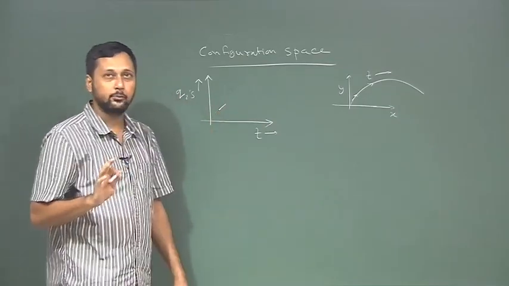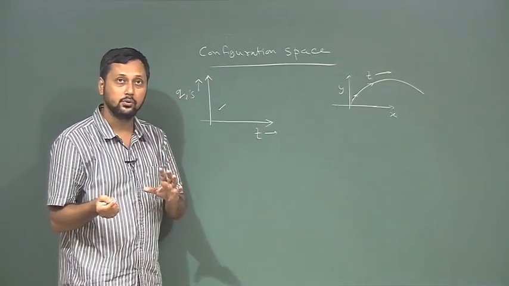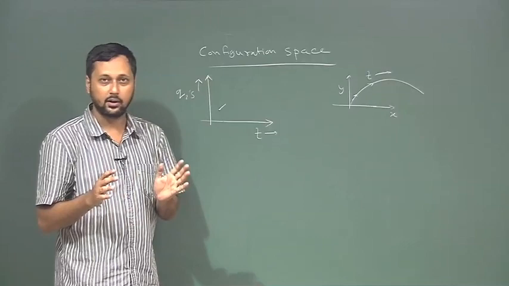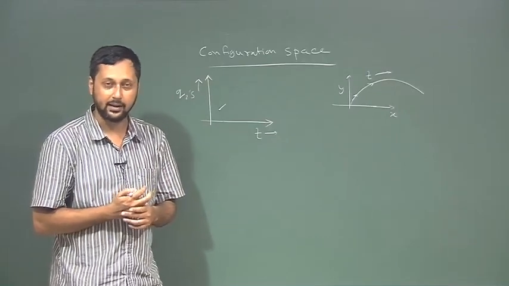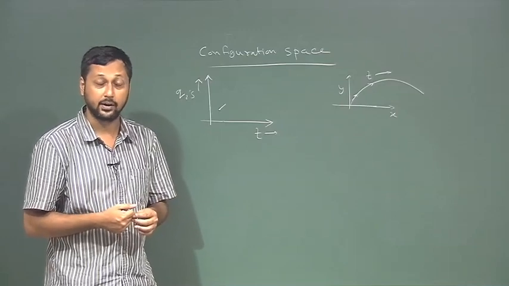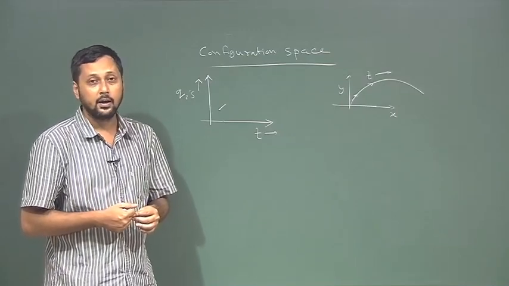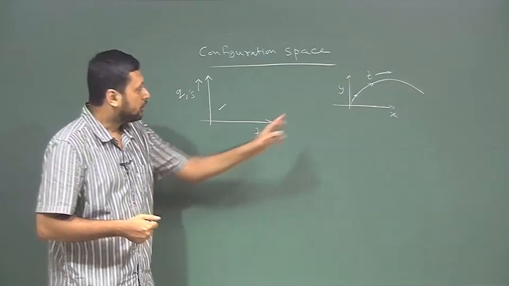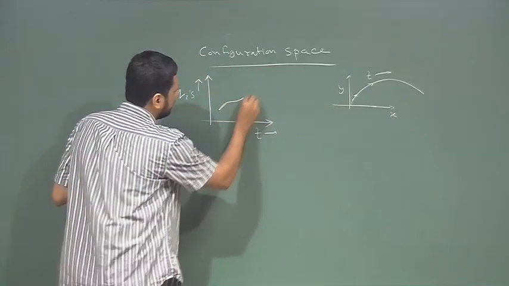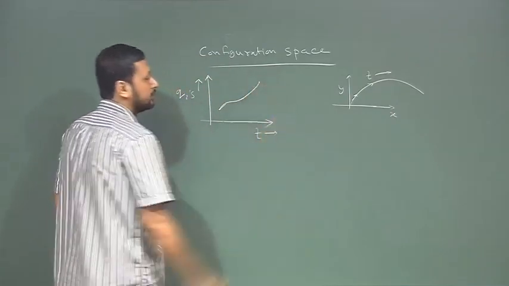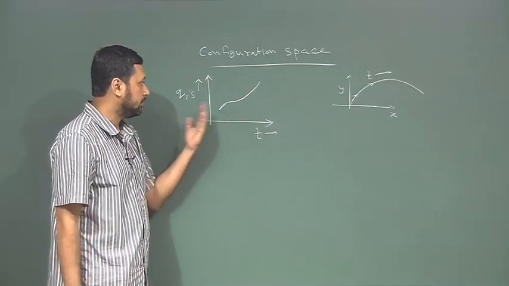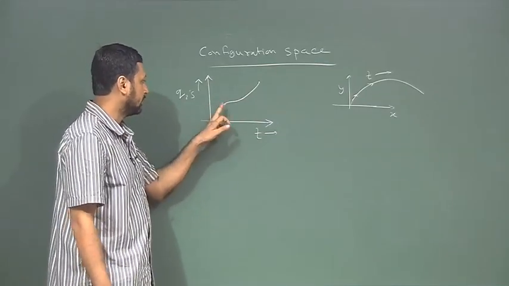Now, this is more of a hypothetical concept, sometimes not very easy to visualize. People use it a lot in theoretical mathematics and mechanics, and even in condensed matter physics it is widely used, the configuration space. For this type of motion there will be an equivalent trajectory which will be traced out in the configuration space.